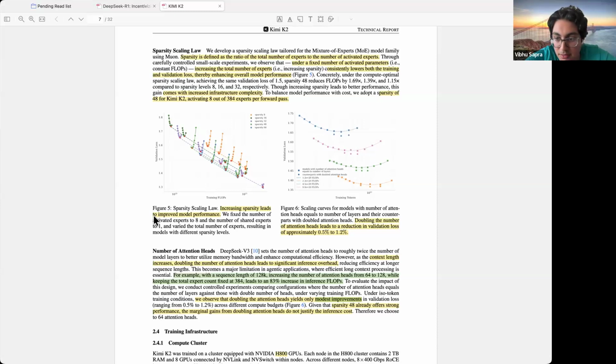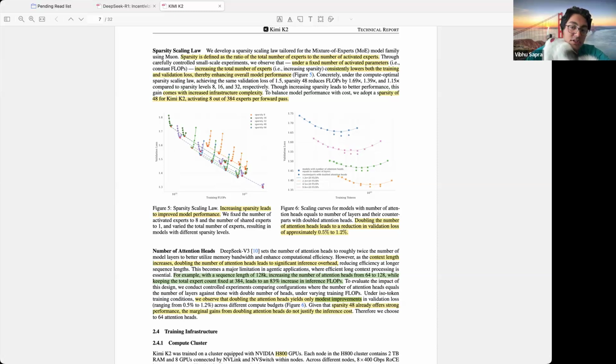I don't know if I have good intuition, but my thinking is that attention heads are just like an ensemble. And beyond a certain number, they found that from 64 to 128, yes, it does improve validation loss, but only by 0.5% to 1.2%. Given that fixed amount of compute, they'd rather halve the attention heads and have more experts. So it's a compute trade-off, which makes sense to me. I think that makes sense.